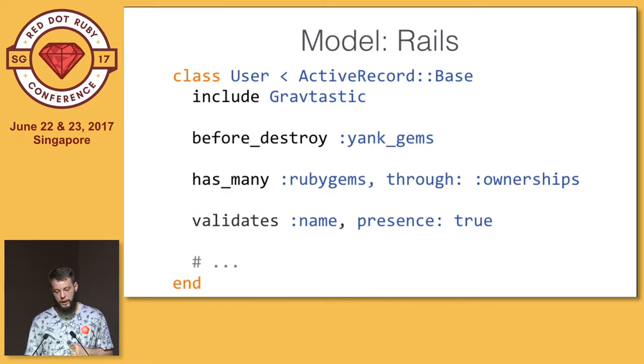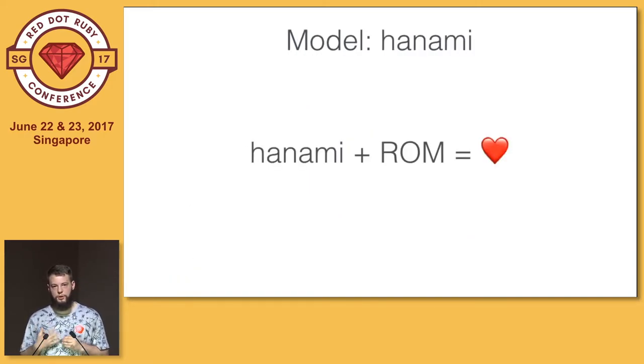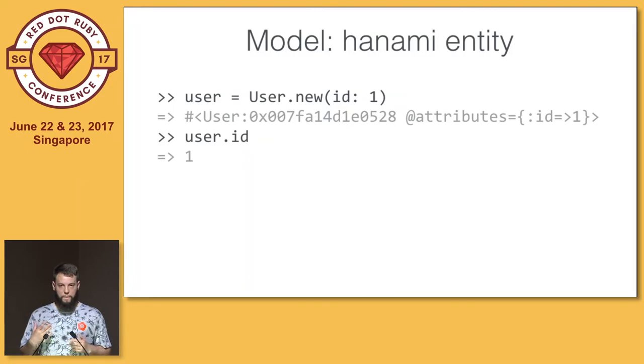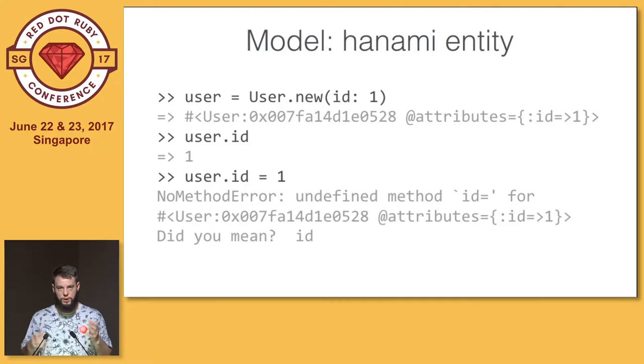I think no. And in Hanami, Hanami is based on ROM. ROM is the Ruby Object Mapper. It's a really nice project, and as I said, Hanami provides the repository pattern. This pattern consists of two different things. The first thing is entity, and entity is a usual data object. It's an immutable data object, like Virtus or dry-types or whatever you want, and you can initialize your object with some attributes. You can get this attribute's value, but you can't assign a new value to this attribute. For this, you need to initialize a new object with new attributes.